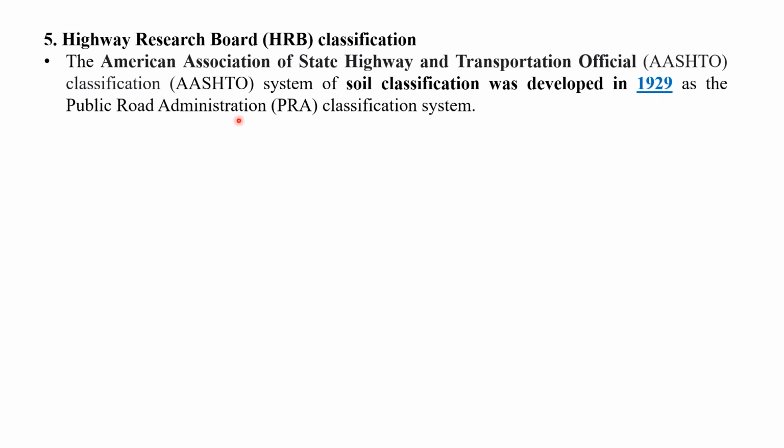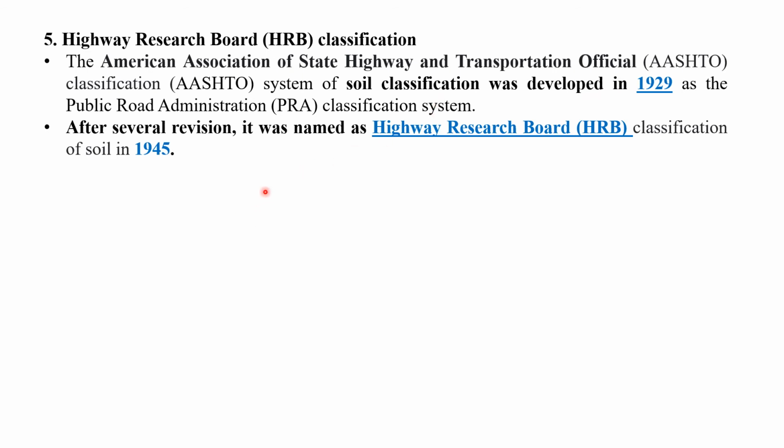Now we shall discuss the next classification, which is called the Highway Research Board classification. See, earlier, in the year 1929, this classification system was called AASHTO, American Association of State Highway and Transportation Officials, right? It was also called the Public Road Administration Classification System, right? In 1929. But later on, after several revisions, in the year 1945, it was called the Highway Research Board classification. After major revision, the name was changed.